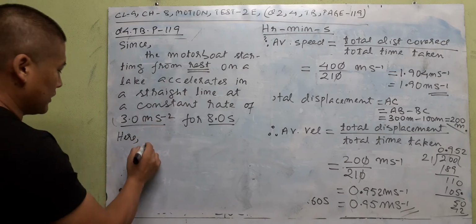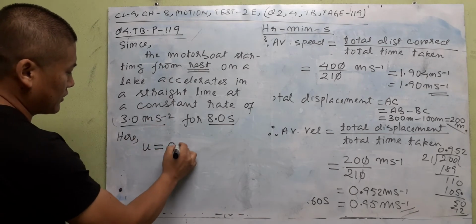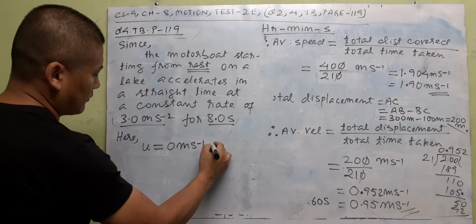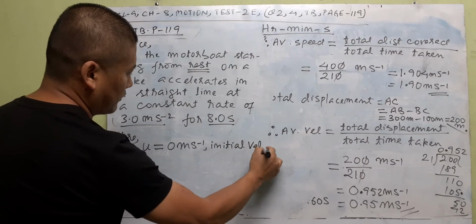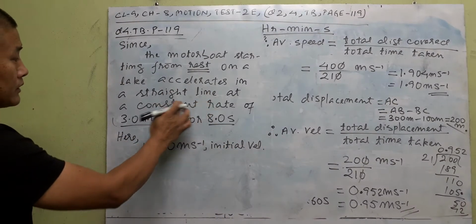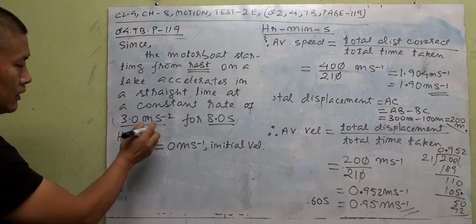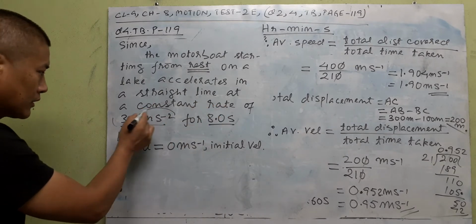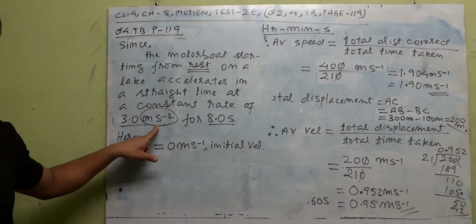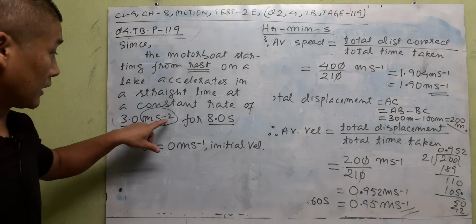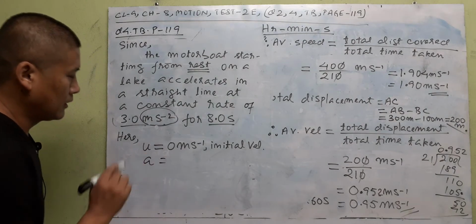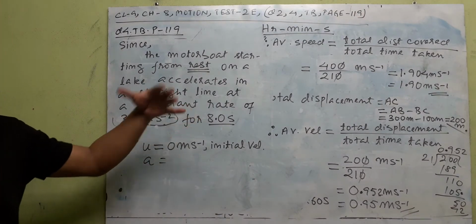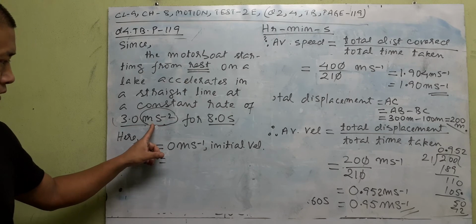Here, rest means initially the boat was not moving, so initial velocity is 0 meter per second. So that's your initial velocity. Then accelerates at constant rate of this one. What is this? The answer will be, look at the unit. We know from our previous class, meter per second square is the SI unit of acceleration. It's not velocity, okay? Velocity is meter per second.